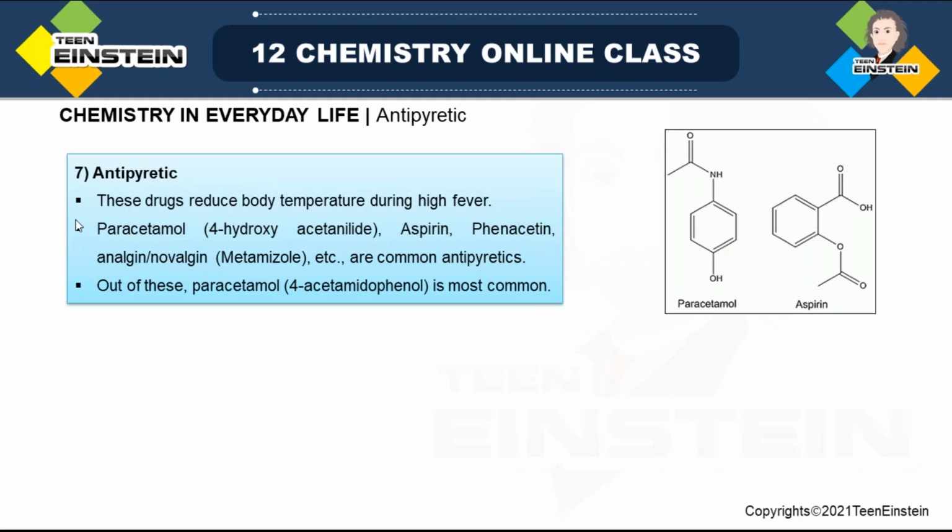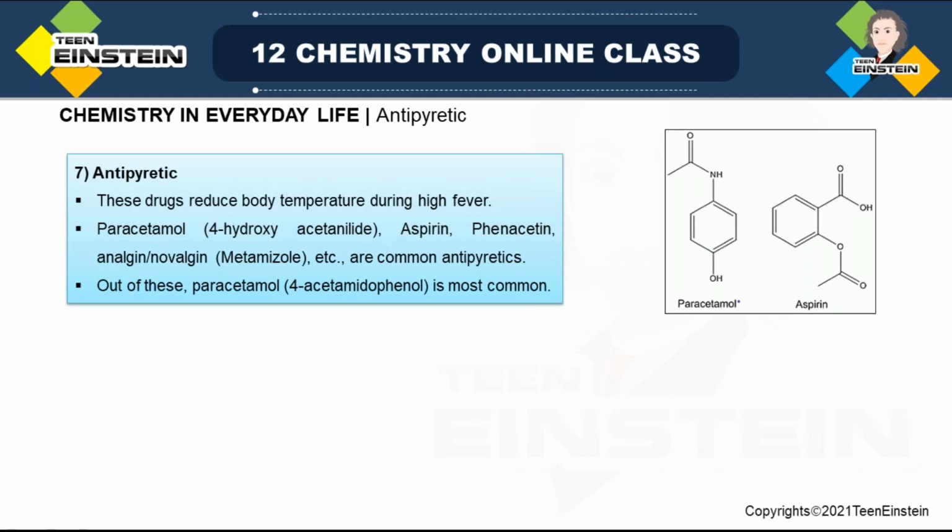Antipyretic. Now antipyretic, mainly paracetamol and aspirin, these 2 we have already seen in case of the other category. Remember, in case of analgesic also, we have seen examples of these 2. Now, when we are discussing it under antipyretic, because they can have both these roles, dual role, now it is under antipyretic. These drugs are used for reducing body temperature when there is high fever.